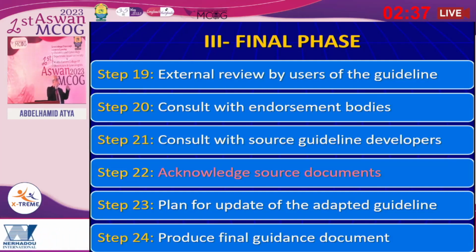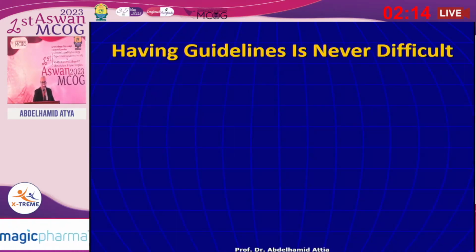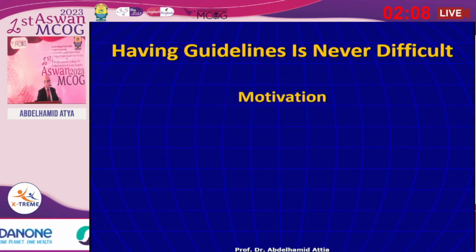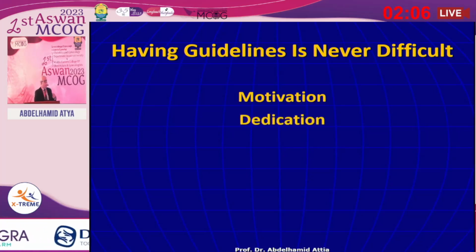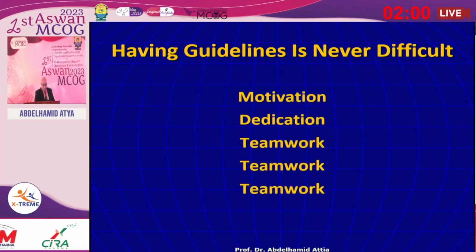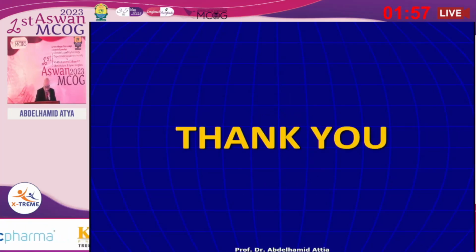And you have always to acknowledge the source documents by putting a statement that is very clear: this guideline has been adapted from the American Cancer Society guideline, so and so, and put the references of the guidelines that you have adapted. And the plan for the time of updating of the guideline, and to produce the final document. Having guidelines is never difficult. It only needs motivated people, dedicated staff, teamwork, and teamwork. And thank you very much for your attention.